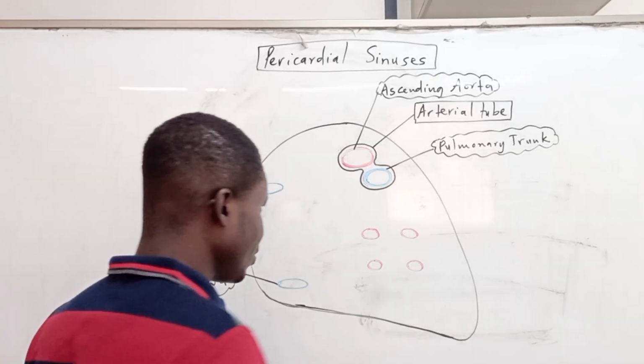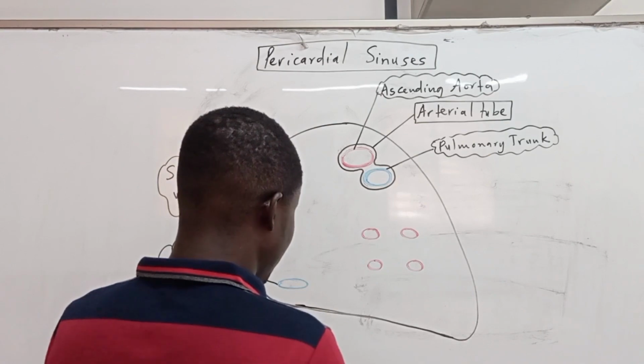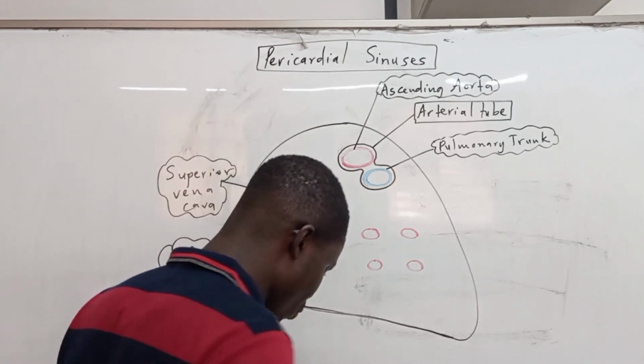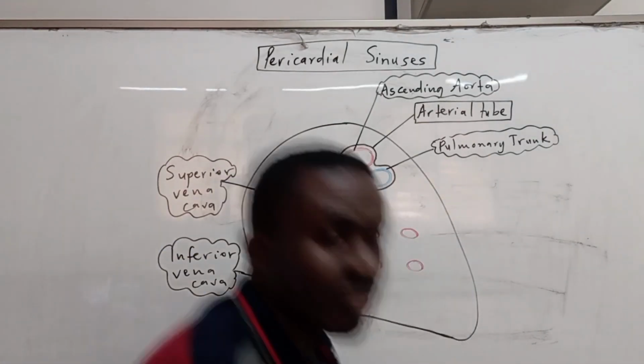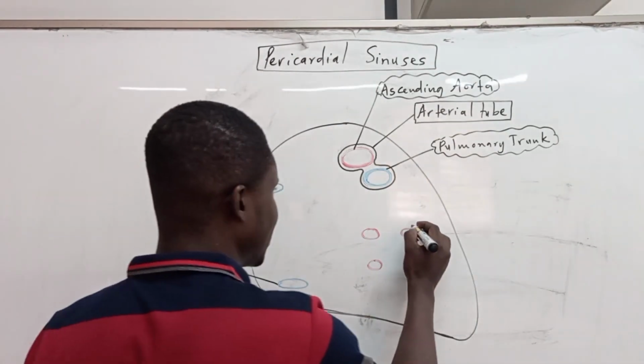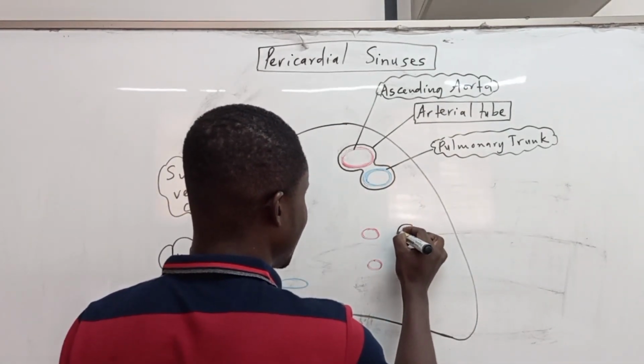Now, the same pericardial reflections should be moving around these ones. The same pericardial reflections. So for instance, let me see, I begin from here.